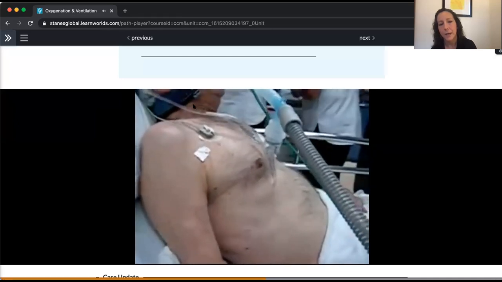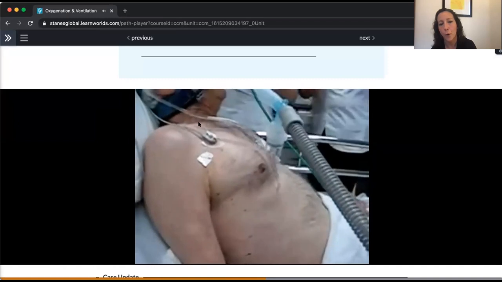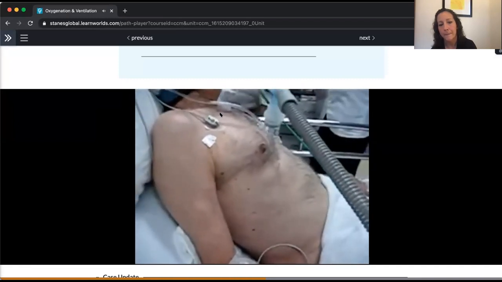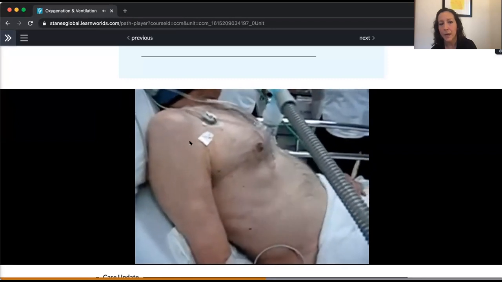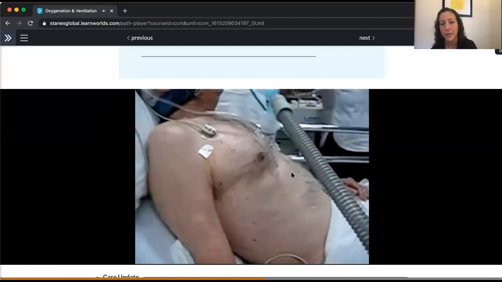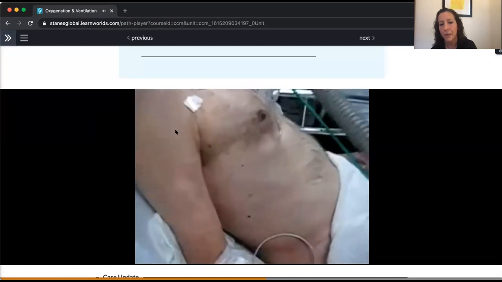Look at his neck. See how he's trying to pull his lungs open using his accessory muscles? This guy is very, very short of breath. He's tachypneic. He's struggling. He has increased work of breathing.